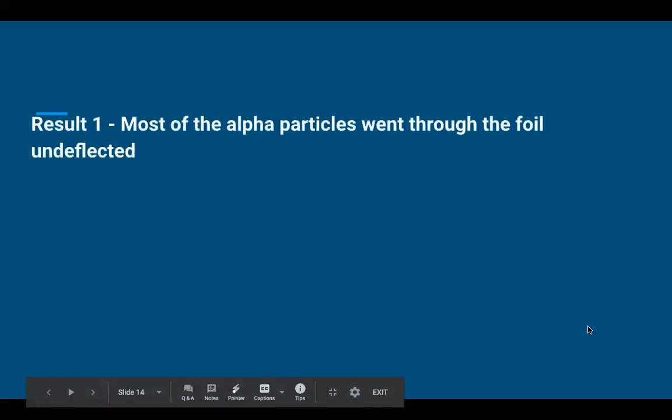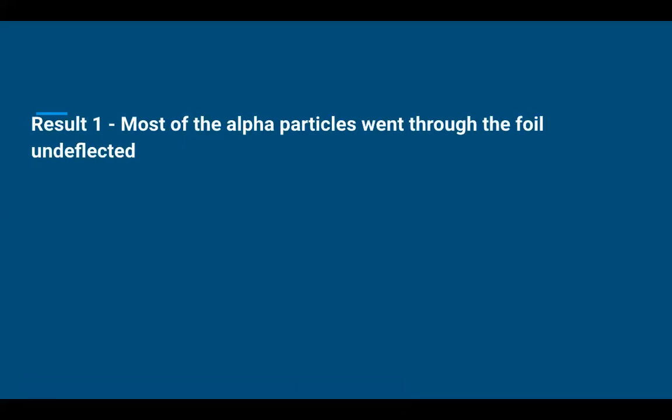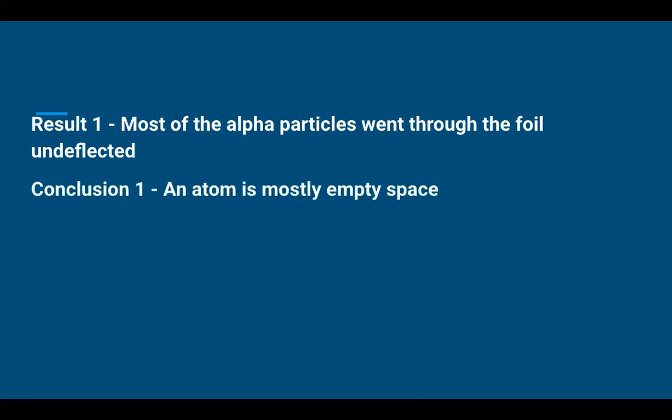Some of the results that we noted: most of the alpha particles went through the foil undetected. That means that nothing stood in their way. We know that they're positively charged, so they weren't attracted to anything. They weren't blocked by anything. So from this, we can conclude that our atom is actually mostly empty space.